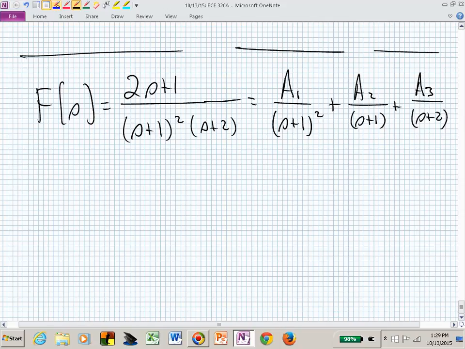What's a sub 3? And why did I jump to that immediately? Because it's the distinct root. So I can multiply by s plus 2 and evaluate s equal to minus 2. So now I have 2s plus 1 over s plus 1 squared evaluated at s equal minus 2.